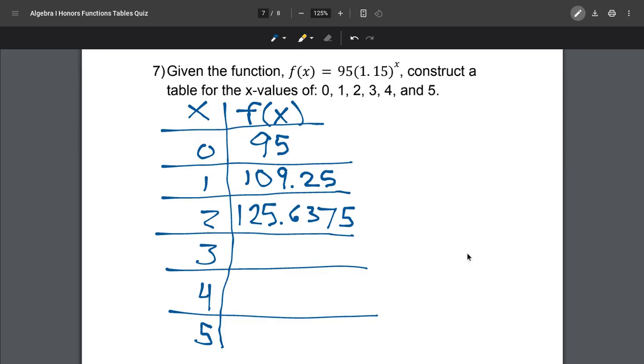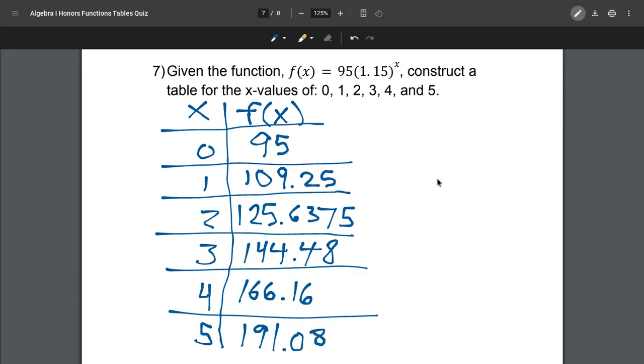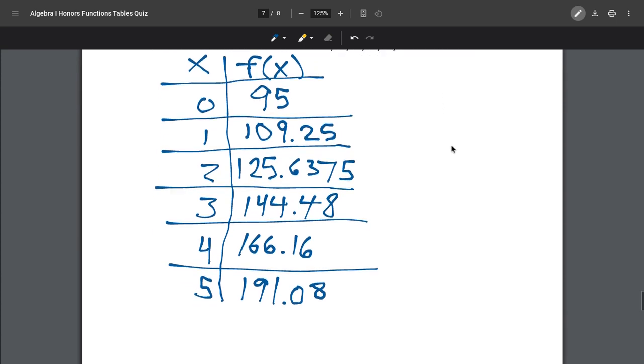Okay, multiply again. Yeah, I'm going to be rounding. So 144.48. That's a rounded value. Times 1.15, 166.16. Times 1.15, and then we have 191.08. Okay, and there we go. We got our table for that one.